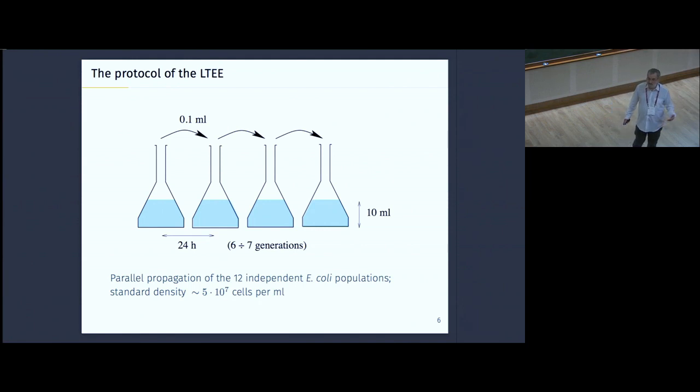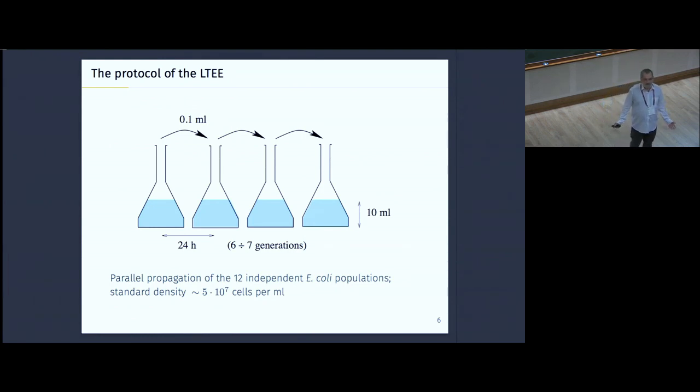You can sequence them. At the beginning, this experiment started in '87, and sequencing was very, very expensive at that time. So only a few points in the sequence were sequenced. Now the frequency of sequencing is much higher because sequencing is now a cheap thing. And then you look simply at what they decide to do.